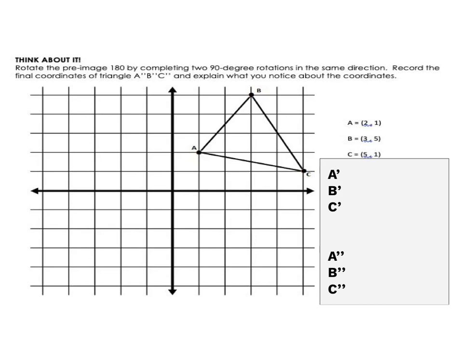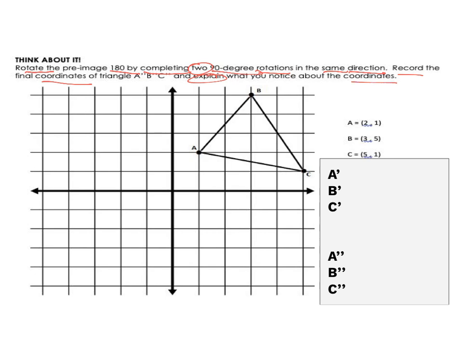Okay, so we are starting to do 180-degree rotations. So let's annotate this problem. They want us to rotate the image 180 degrees by completing two 90-degree rotations in the same direction. Then we need to record the coordinate pairs and explain what we notice. We'll do that on the next slides about the coordinates.